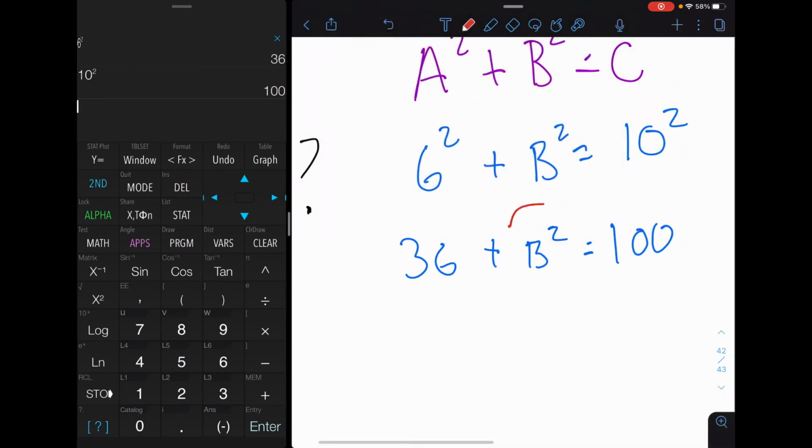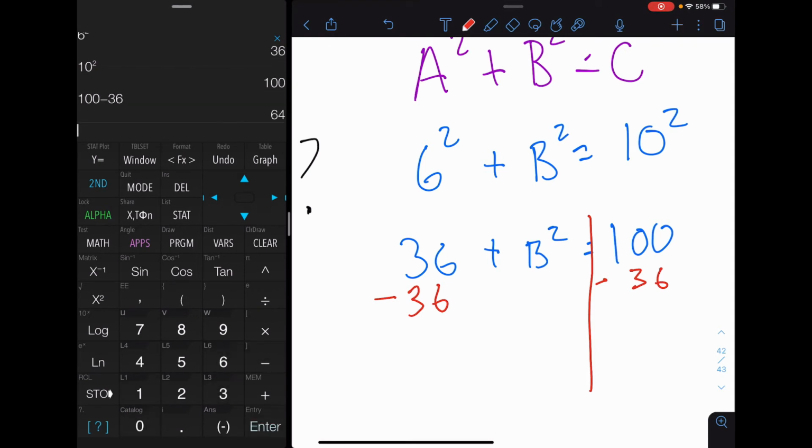We're looking for B squared. So how do I get B squared alone? ¿Cómo agarro la B solo? I have to take away the 36. So what is the opposite of positive? What is the inverse? ¿Cuál es el opuesto de positivo? Minus 36. Minus 36. Let's use our calculator. 100 minus 36 is 64.